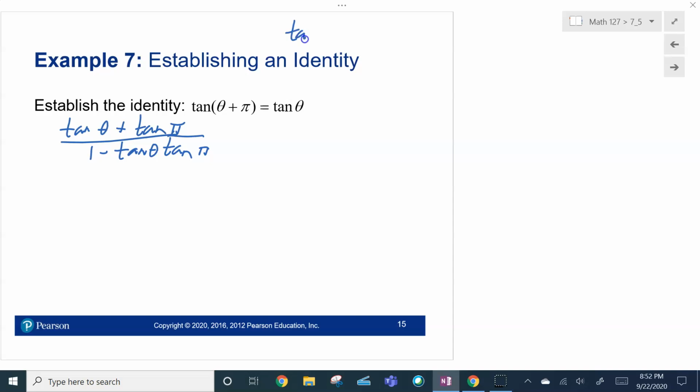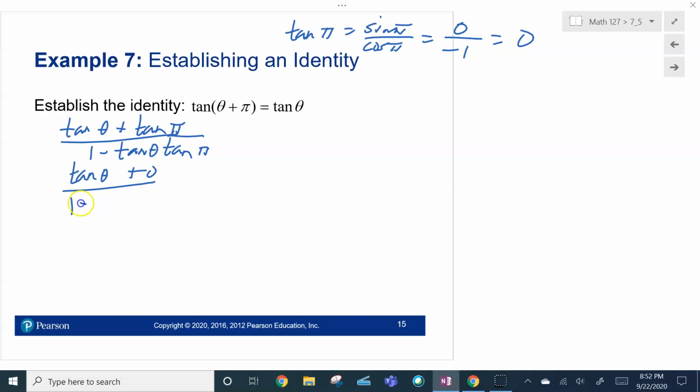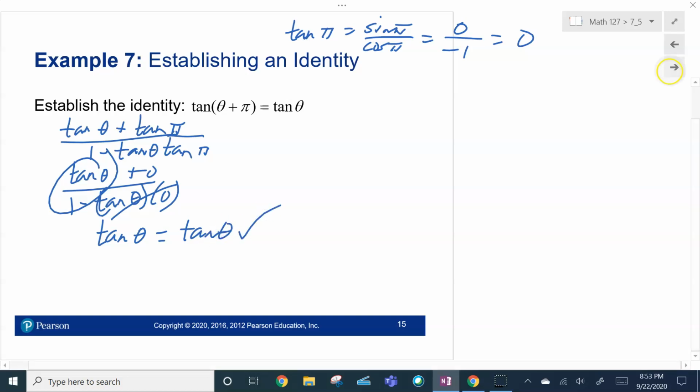Now remember, tangent pi is sine of 180 degrees over cosine of 180 degrees. Well, we know sine there is 0, cosine is negative 1, so this just ends up being 0. So this is tangent theta plus 0 over 1 minus tangent theta times 0, which means that's gone. So you're just left with tangent theta over 1. So tangent theta equals tangent theta. Done.